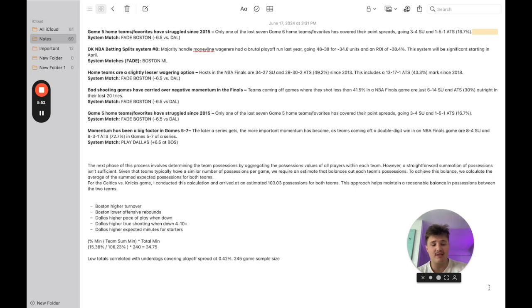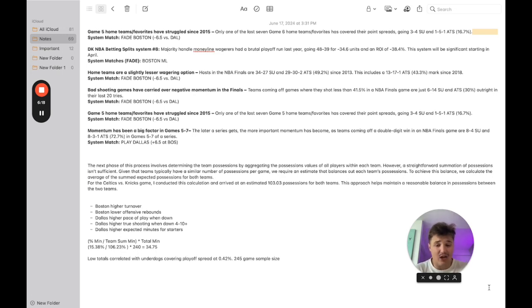Why? Because Boston has had a higher turnover percentage. This is all recent, so this isn't one specific game, but just recency. They've had a lower offensive rebounding percentage, which means they're going to get fewer second chance opportunities as opposed to the Mavericks. Dallas is at a higher pace of play when down. I expect them to be down at some point in this game because they are the underdog, and they tend to increase their pace of play when they're playing from behind.